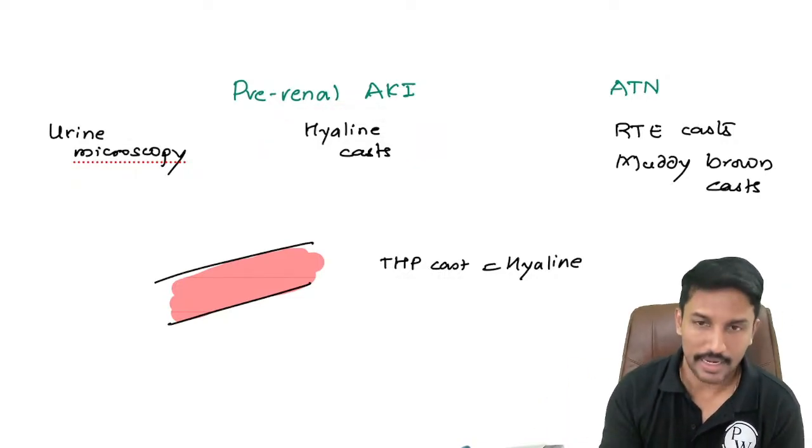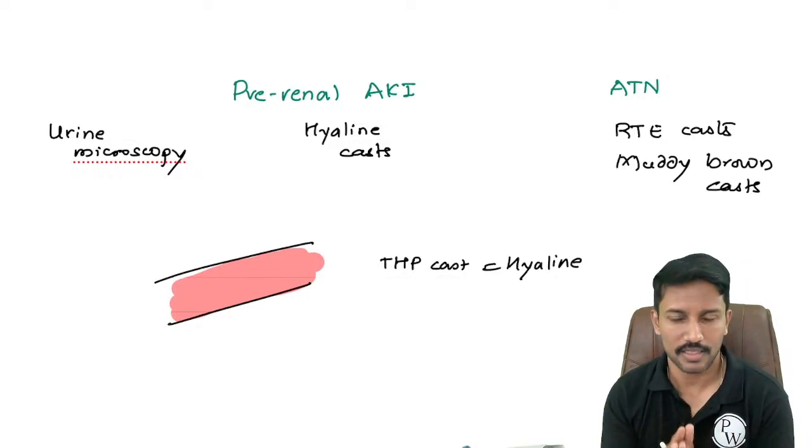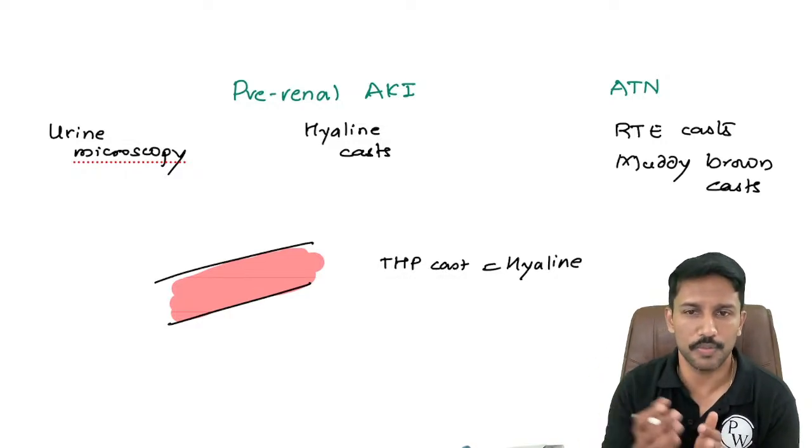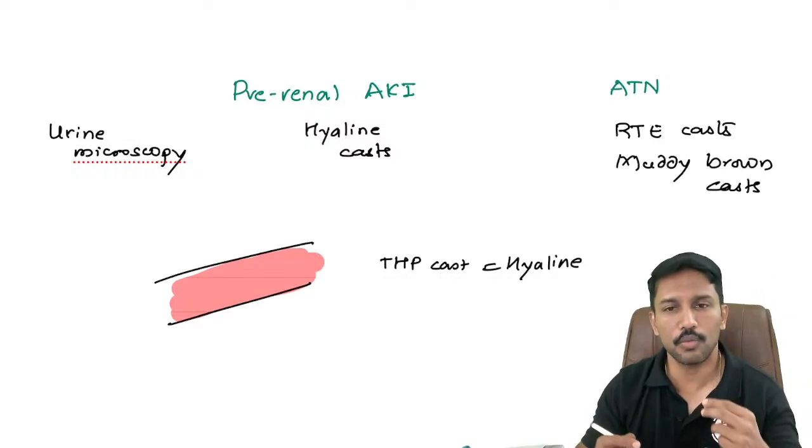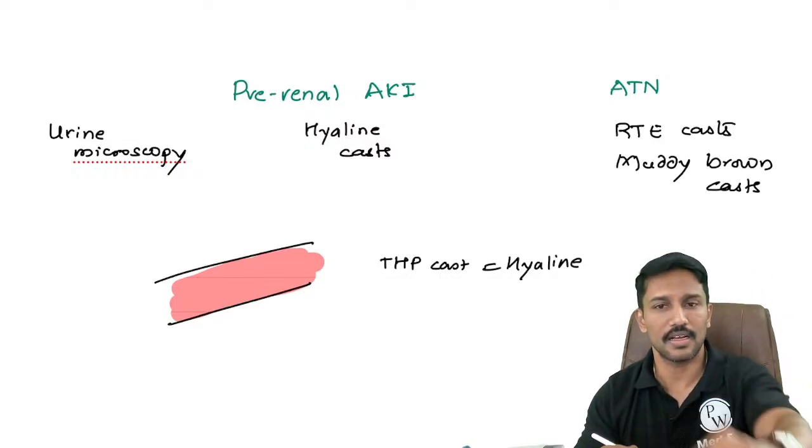Now on top of it, if I add RBCs, it becomes an RBC cast. If I add WBCs, it becomes a WBC cast. What is this RTE cast? RTE cast refers to renal tubular epithelial cell cast.